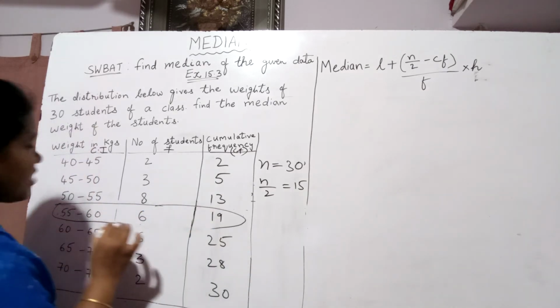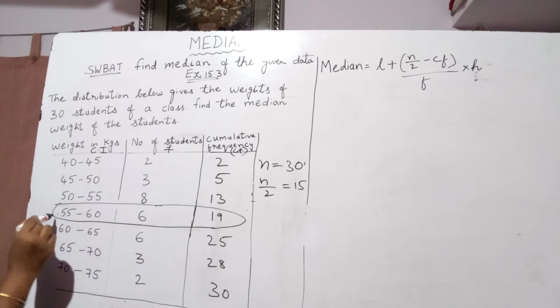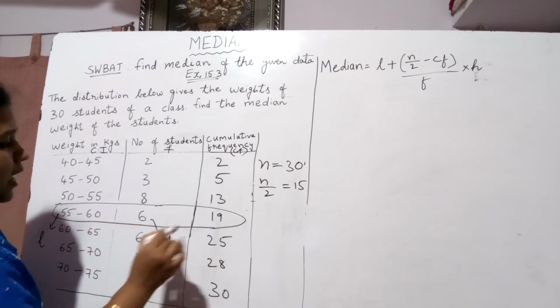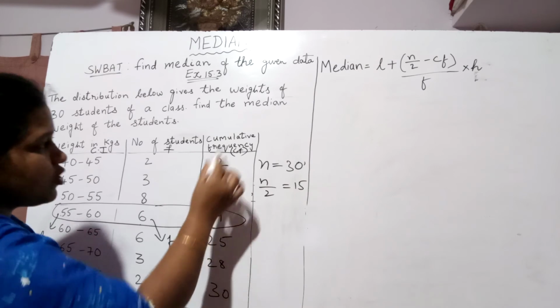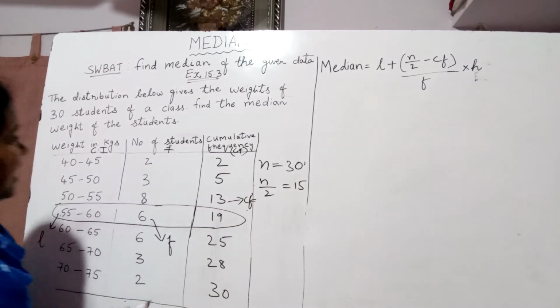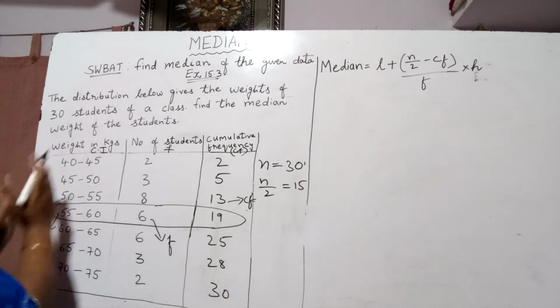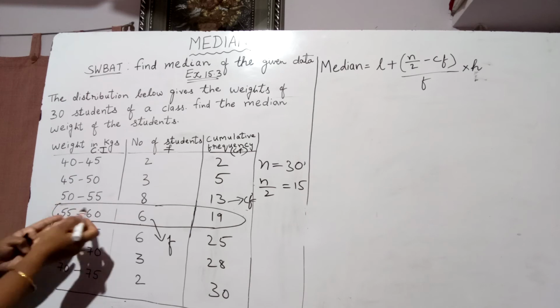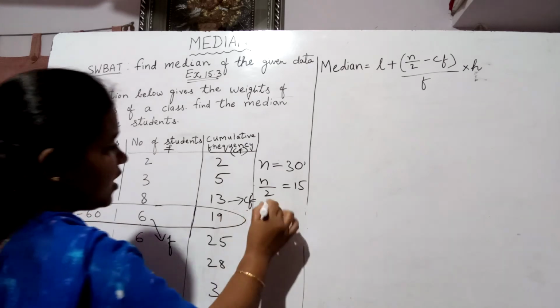You should be very careful in identifying the median class. The lower limit is taken as L and this frequency is taken as F. The value above the median class in the cumulative frequency is taken as CF. And H is the difference between the upper and the lower limits, which is the same for all classes. So if you take 60 minus 55, it is 5. So H is 5 here.